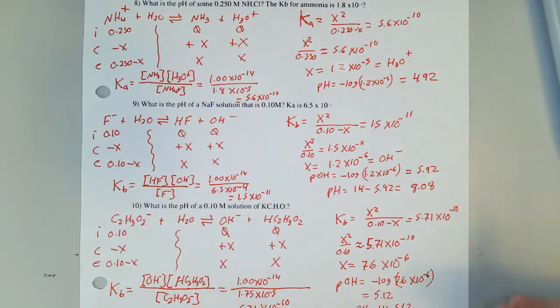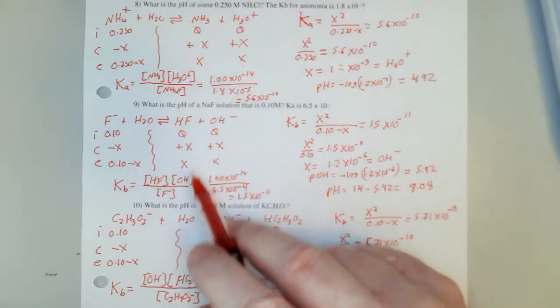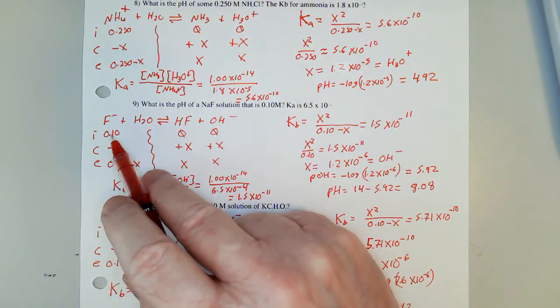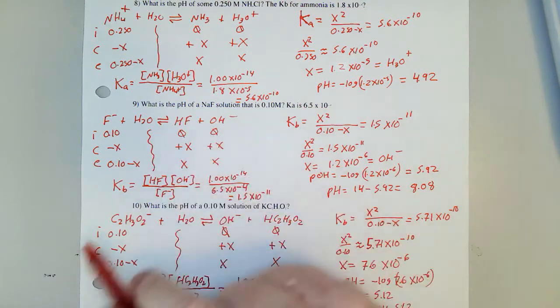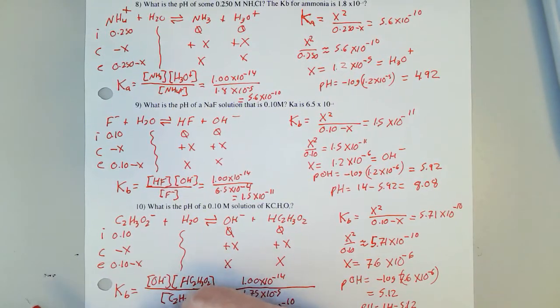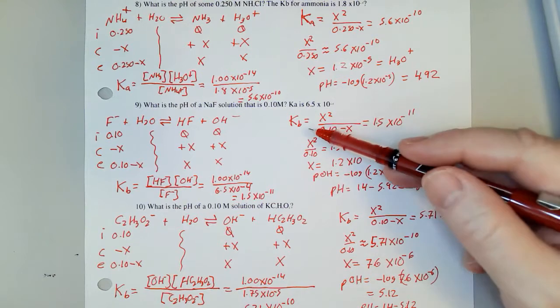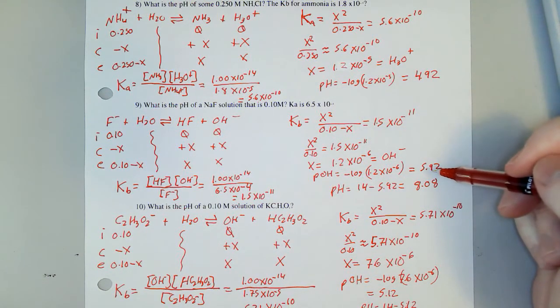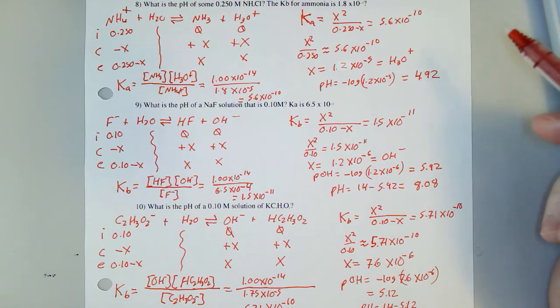Okay, number 9. What's the pH of an NaF solution? Similar setup. F minus plus H2O gives me HF and OH minus. It's a Kb this time. So that gave me hydroxide, so I converted pOH into pH at 8.08.